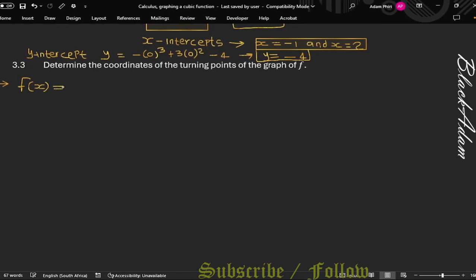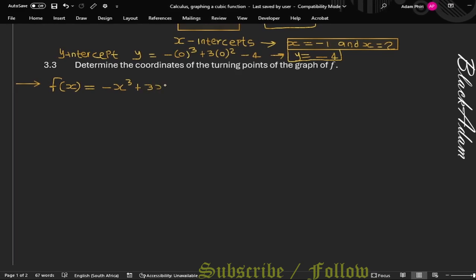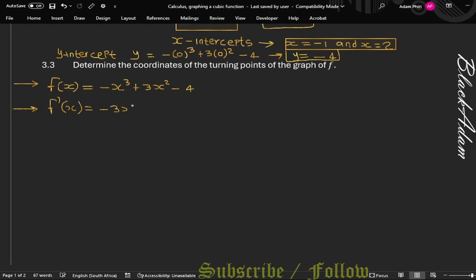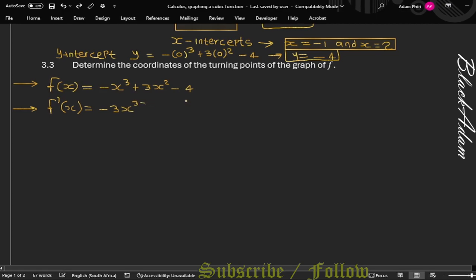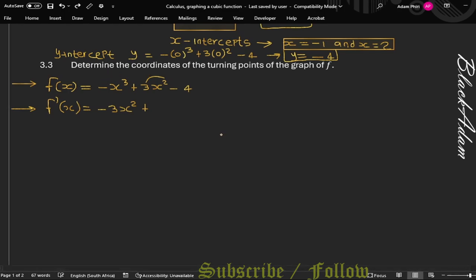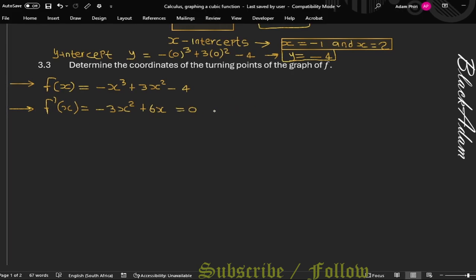At the turning point, we write the equation first, which is negative x cubed, plus the original equation, 3x squared, and then minus 4. So we need to find the first derivative of that. Getting the first derivative means that we have negative 3x squared, that's 3 minus 1, giving us 2, plus, once again, 2 times 3, which gives us 6x, then 2 minus 1, which is 1. We don't literally write the 1. So the constant disappears, and that is equal to 0.